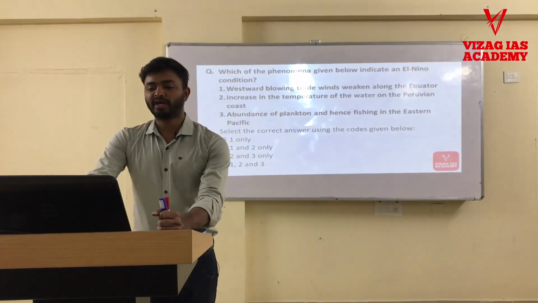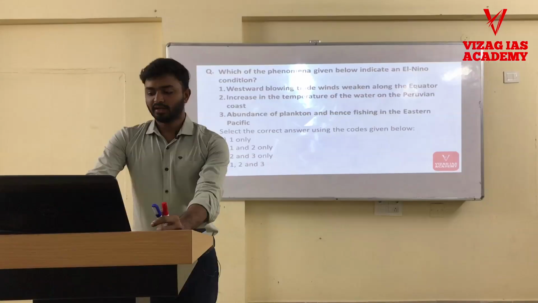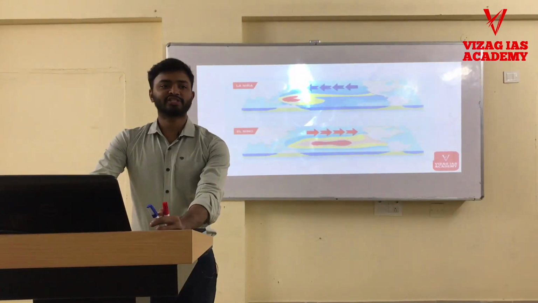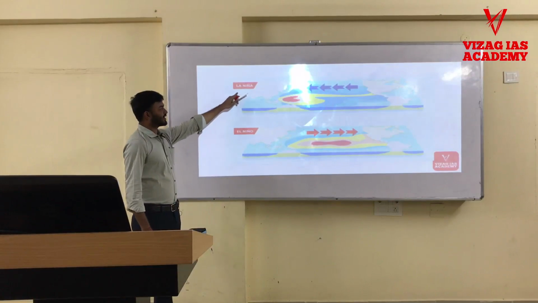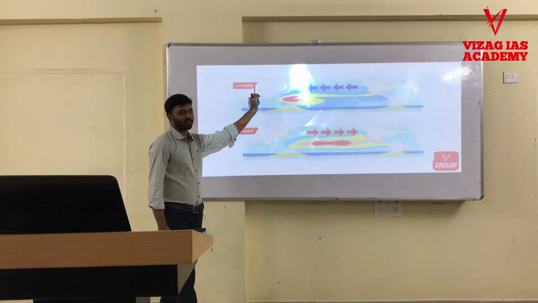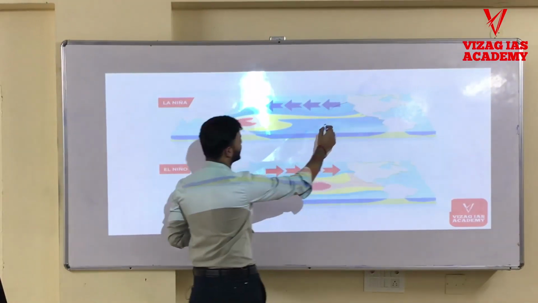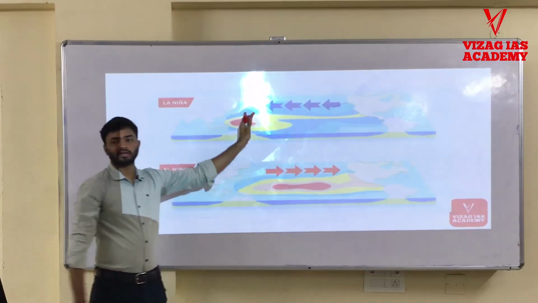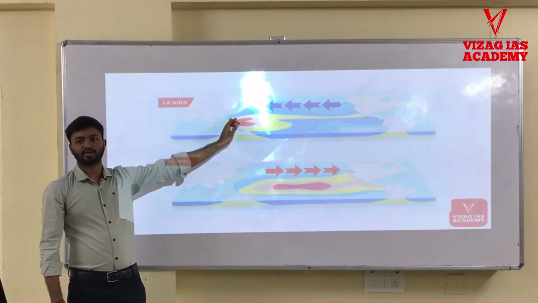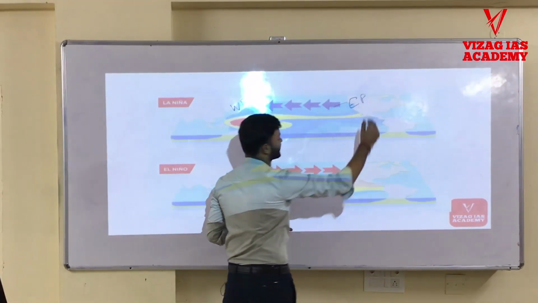Which of the phenomena given below indicates an El Nino condition? Let us see generally first what happens in an El Nino, La Nina or normal conditions. Generally the trade winds which are blowing in this region pile up the surface oceanic water towards the Western Pacific Ocean. So this is the Western Pacific and this is the Eastern Pacific.